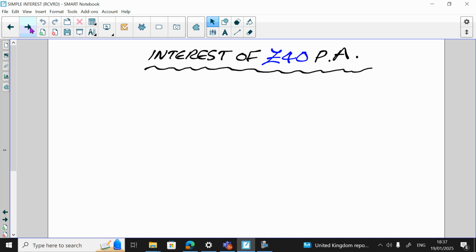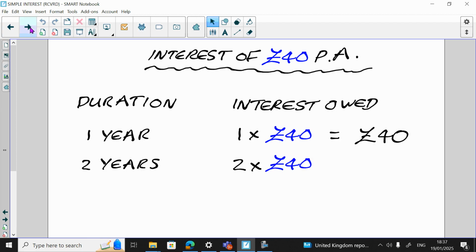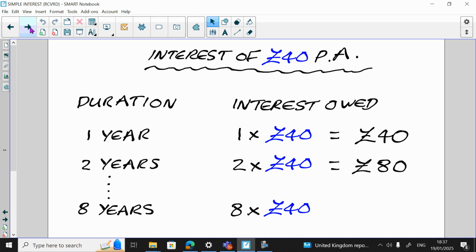So let's take this example of £40 per annum, and just to make sure everybody is quite clear, duration is the time, interest owed. So let's say 1 year, that should be easy. 1 times 40 is 40. Let's go for 2 years. 2 times 40, hopefully that's 80. I don't think we'll go for 3. We'll go for another number. 8 years. So 8 times 40, what's that going to be, folks? Oh, get your calculators out, get your brain in gear. I think that's 320. It is indeed. So hopefully you get the gist of this simple interest, right? So there's no compound interest here.